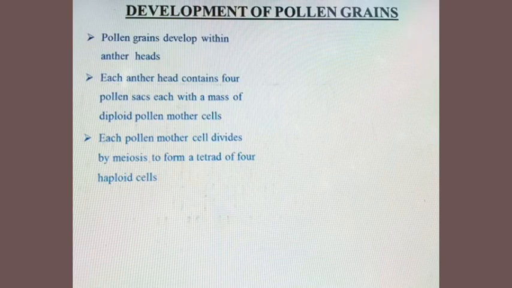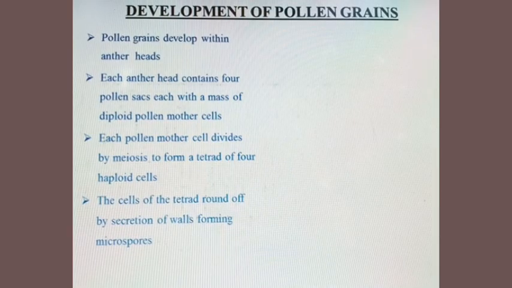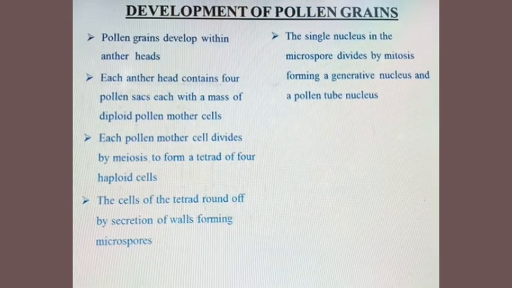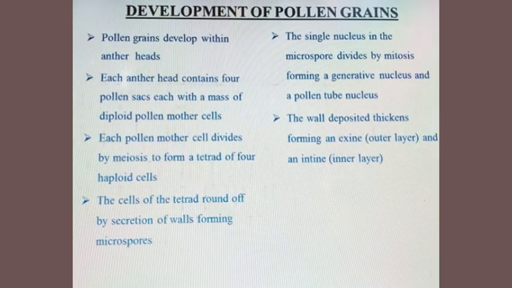A tetrad is simply a group of 4 haploid daughter cells. This tetrad is going to be rounded off, and rounding off simply means secretion of walls forming microspores. These walls are going to be cellulose cell walls, because this is a characteristic of all plant cells. Within the tetrad, there is only a single nucleus, and this nucleus is going to divide by mitosis to form 2 different nuclei. These include a generative nucleus plus a pollen tube nucleus.